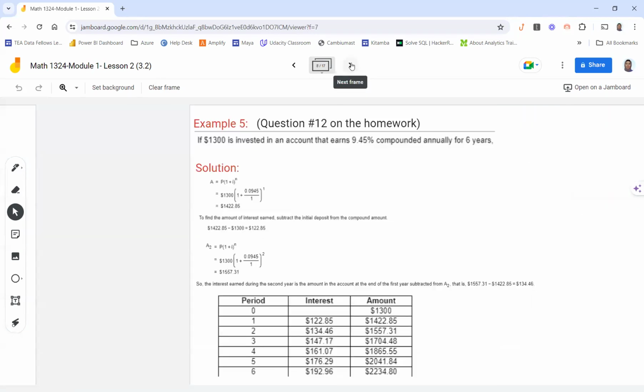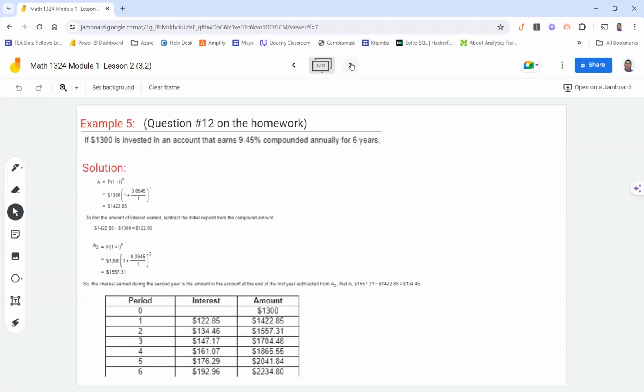If we focus on question 5 now, and this is number 12 on the homework, it's actually a very similar question to the previous one. This time the P value is 1,300. The interest rate is 9.45%, and this is annually for 6 years. So if you look here, there's nothing to divide by. We just plug in the I value. I value becomes just the same thing as the rate.